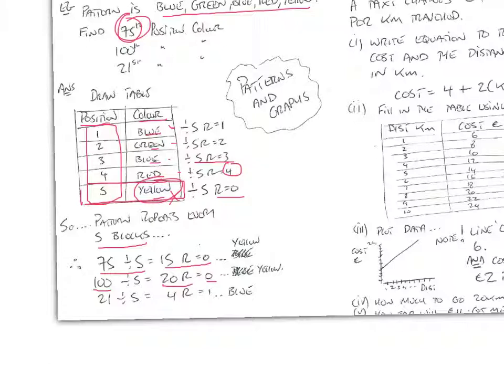And then if we were asked for, say, the 21st position, we divide that by 5, but 4 5s are 20, so we have a remainder of 1. 21 minus 20 is 1. So for remainder 1, it's the remainder 1 position we're looking for, and that's going to be blue.